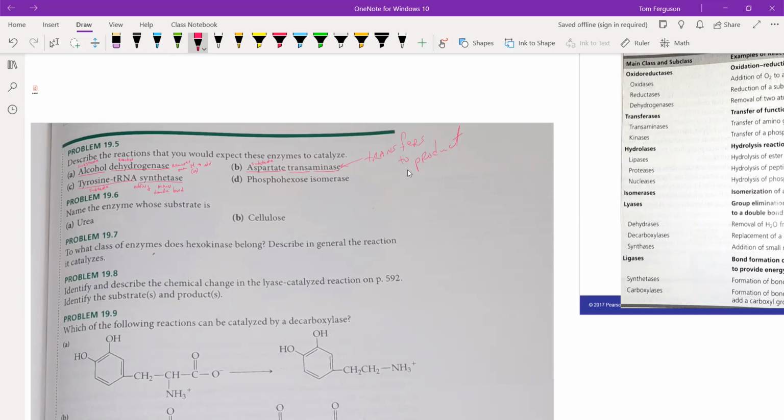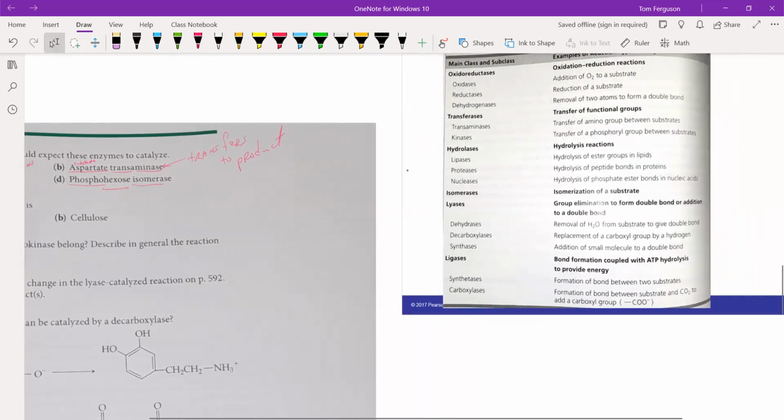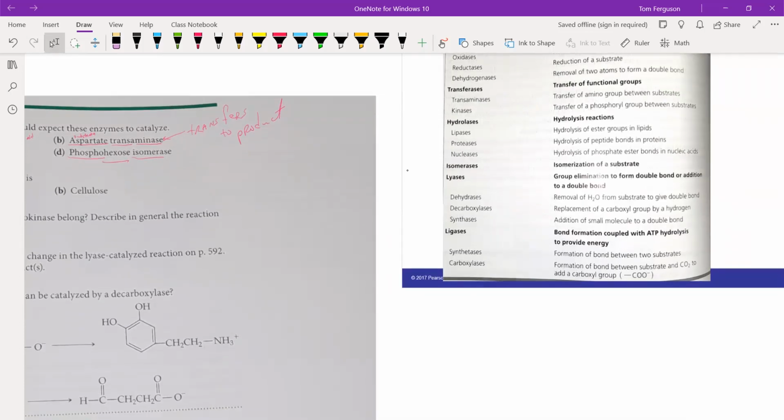Okay, so here's a 6-membered monosaccharide with a phosphoric group on it. And that isomerase is going to move the phosphoric group to another carbon location. So if you look at the isomerase over here, we're going to just move things around.